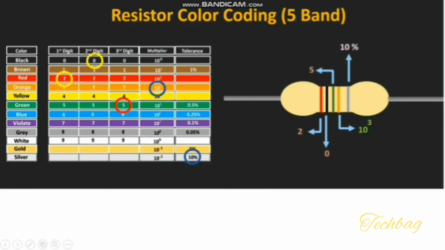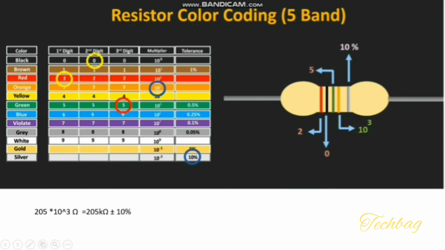Here in this resistor, the first band is red, so the value is 2. The second band is black, so the value is 0. The third band is green, so the value is 5. So these 3 represent the first 3 digits of your resistance value. The fourth band is a multiplier band, which is orange. For orange, the value is 10 power 3. So now the resistance value is 205 into 10 power 3, that is 205 kilo ohm.